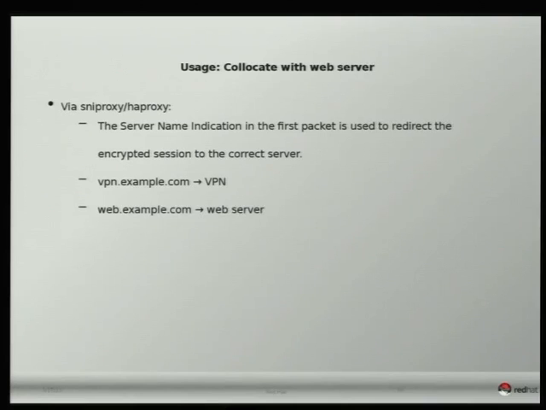Currently, there are two approaches. One is via SNI proxy or HAProxy. And this works like that. They take the first packet from the TLS connection, which contains the name of the server. Then if you have your VPN server at vpnexample.com and your web server at webexample.com, SNI proxy will redirect the full TCP connection to the appropriate server, either to Apache or to OpenConnect. This means, of course, that you have an overhead. I will talk about this later. Let's see the other solution.